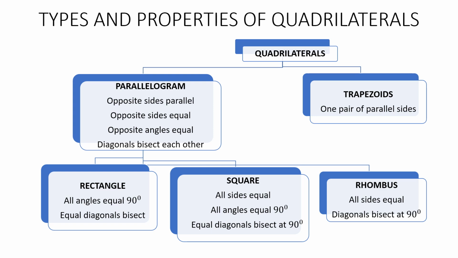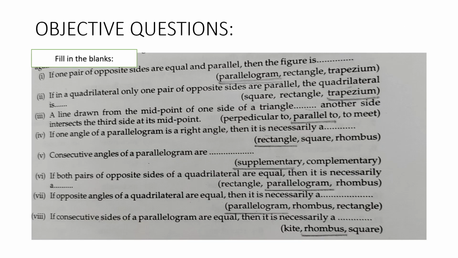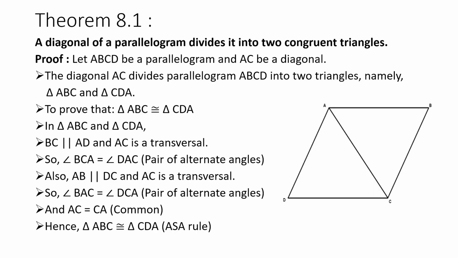So try to remember this diagram. It will be really helpful. These are some objective questions which are based on the properties of quadrilaterals we have just seen. As I told you, the previous tree structure which we have seen, that will make it very easy for you to answer these questions. So please answer these objective questions.